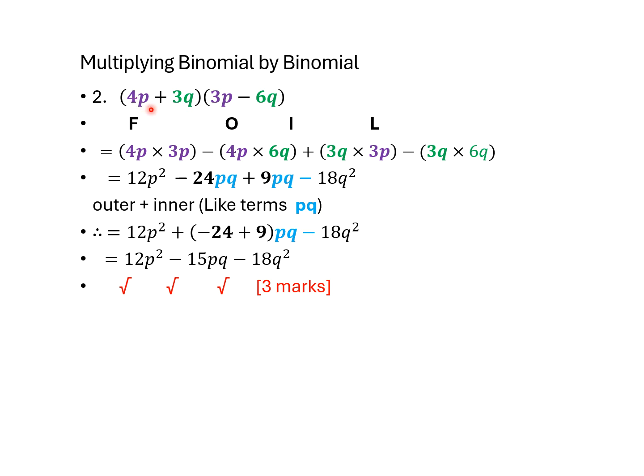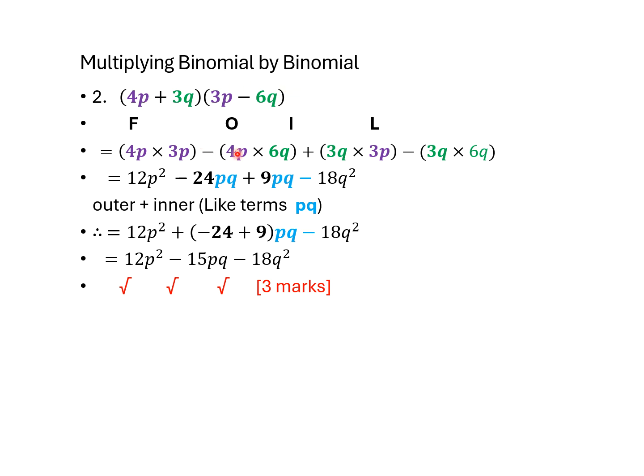We have (4p + 3q) times (3p - 6q). So bracket and bracket, no plus or minus sign in between there. Therefore, we know we're dealing with multiplication. So my first terms are 4p and 3p. So 4p times 3p. My outer term is 4p and 6p, but positive times negative is negative.